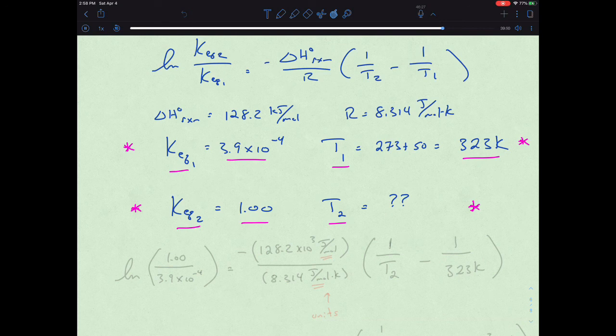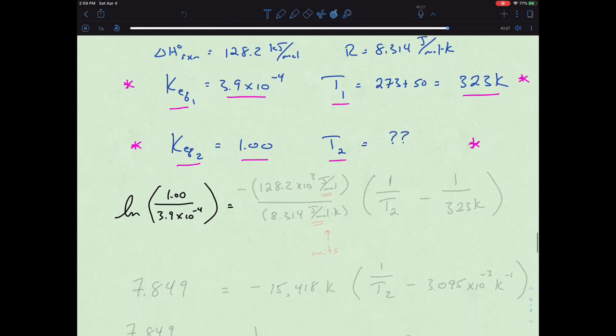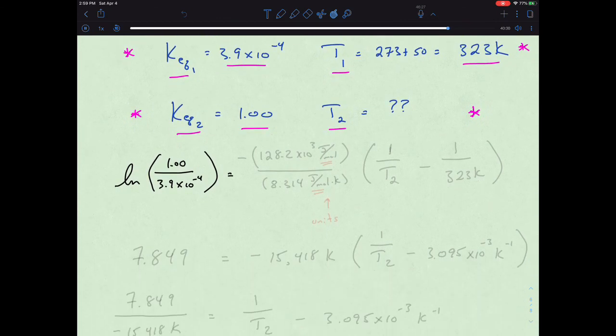So if we look above, we really have all the values here except for one. So if we start to plug them in, we go the natural log of K2 over K1, so I'm calling my K2 1.00, calling my K1 the 3.9 times 10 to the negative fourth. It doesn't matter as long as you're consistent with K1 T1, K2 T2. My personal preference is I always put the larger K in the numerator. That's just how I like to roll. But as long as you're consistent, you'll be fine.